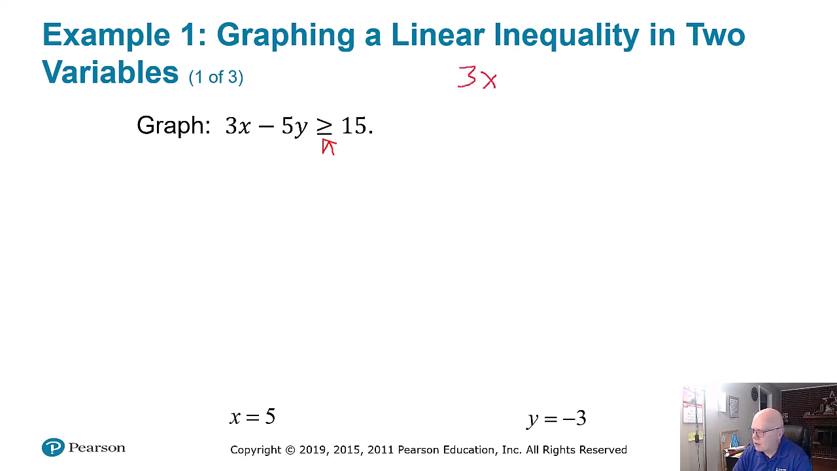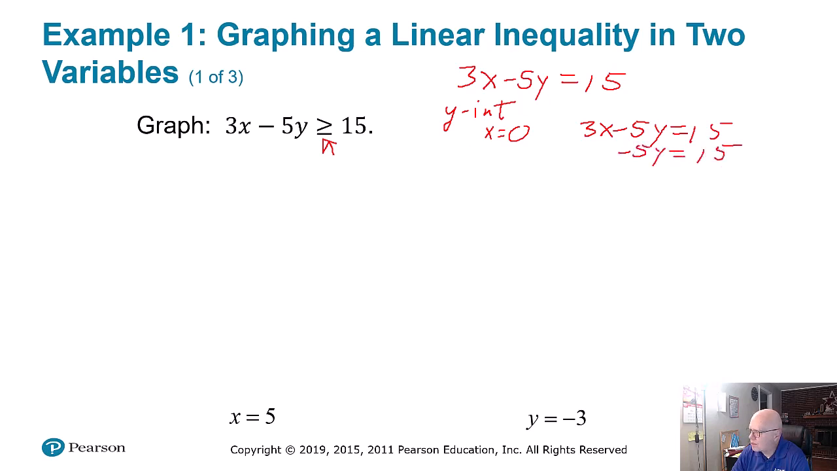So here we go. 3x minus 5y equals 15. We're setting it equal temporarily because we need to find that line. Now, where's the line? Well, I'm going to do it the easy way. First of all, I'm going to find the y-intercept. That's where x equals 0. If I take 3x minus 5y equals 15 and set x equal to 0, I get minus 5y equals 15, divide by negative 5, and y equals negative 3.